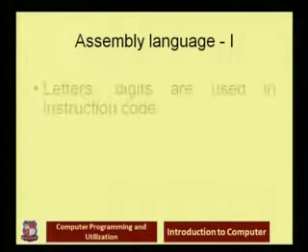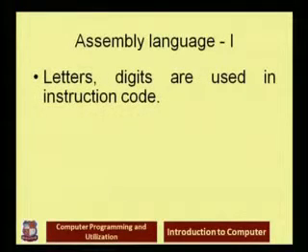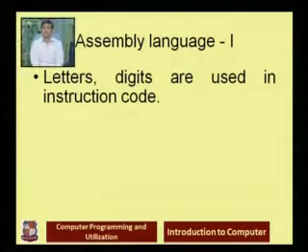Now we will discuss the second category of the low level language, that is assembly level language. Earlier we were using zeros and ones in writing the instruction code. Now in assembly language code, we write letters and digits in place of binary digits, and we use a combination of letters and digits in our instruction code.